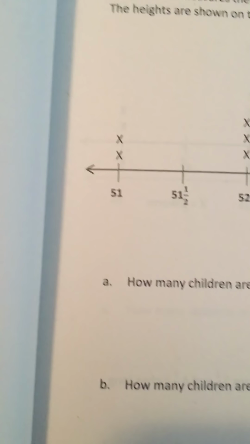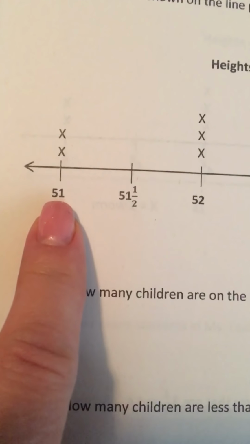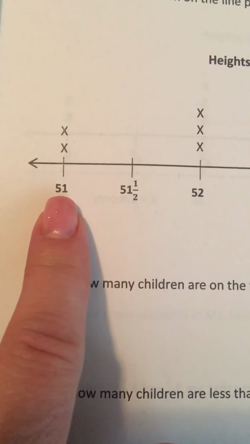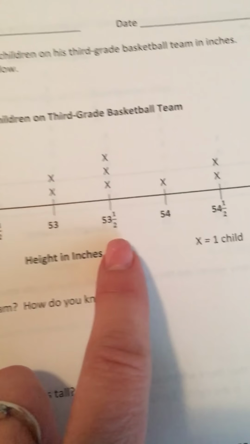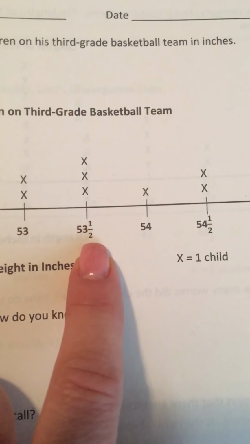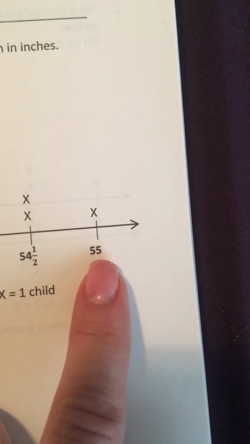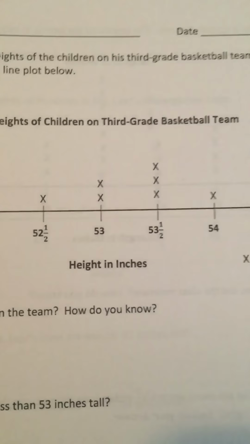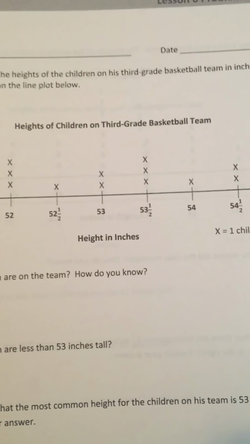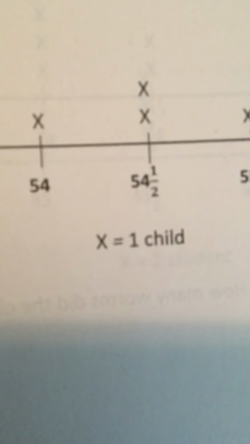So if you look across, for instance, this would be like whoever was 51 inches. This over here would be if they were 53.5 inches. This would show how many kids were 55 inches. And if you think back to when we made the line plot together, each one of these X's equals one person. Okay, so just keep that in mind.